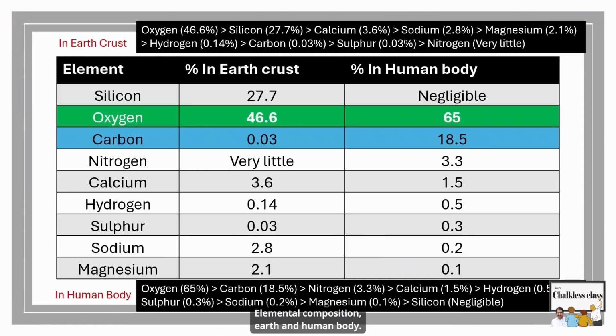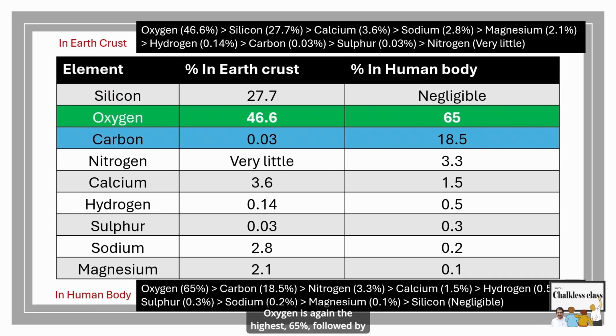Elemental composition, Earth and human body. In the Earth's crust, oxygen is the most abundant element, 46.6%, followed by silicon 27.7%, calcium 3.6%, sodium 2.8%, and magnesium 2.1%. Hydrogen is present in low amounts, 0.14%, while carbon and sulfur are negligible, 0.03% each, and nitrogen is almost absent. In contrast, the human body shows a very different composition.